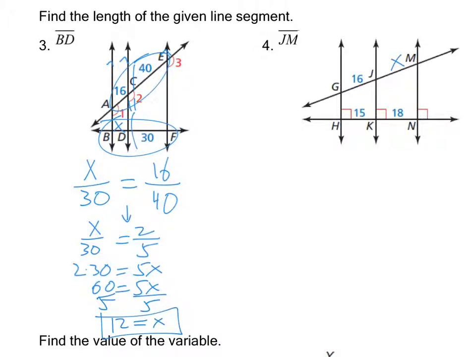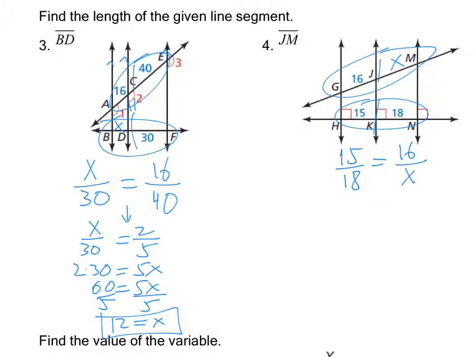Well, over here we have JM. Maybe you want to pause the video and try this out right now. See if you can do it for yourself. You see your proportion? Those two sides make one fraction. Those two sides make one fraction. Okay? So we've got 15 over 18 equals 16 over x. Or if you wanted to flip that around, you could.